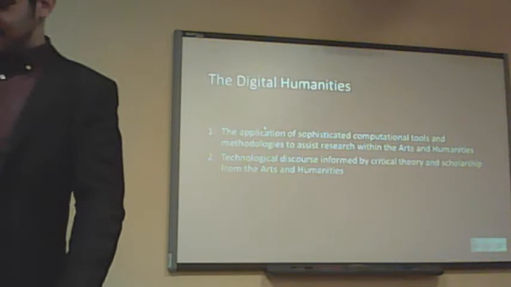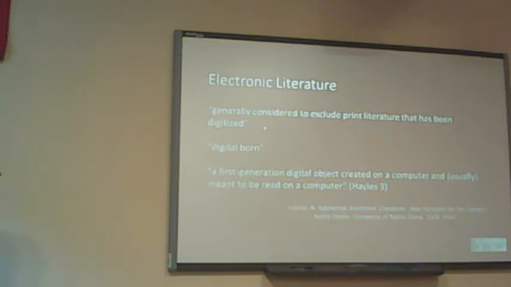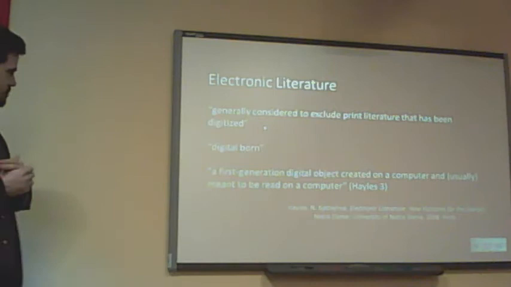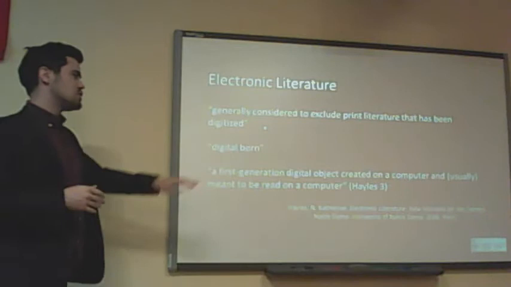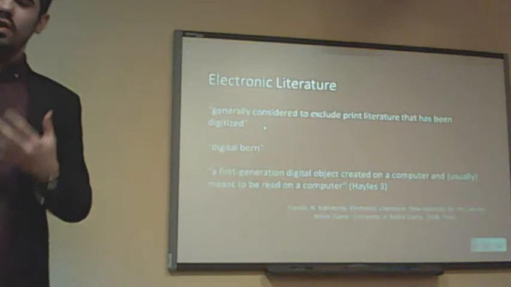So, what is electronic literature? In general terms, people point to the definitions offered by Catherine Hayles, who describes it as born digital. She describes it as a first generation digital object created on a computer and usually meant to be read on a computer. So essentially, when we think about electronic literature, we're thinking about works of literature that have an inherent computational aesthetic.